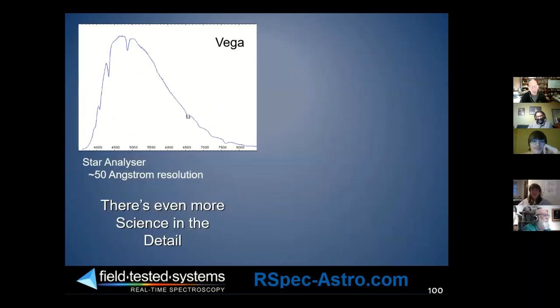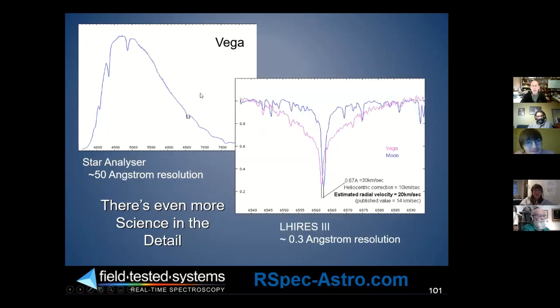So far, everything we've looked at, and we're going to finish up in the next few minutes, have been features like these hydrogen beta lines, hydrogen Balmer lines in Vega. And the resolution of that is about 50 angstroms, right? We're just looking at things about that wide. If we want to drill down and really look at that detail, that's when we need to step up to a slit device.